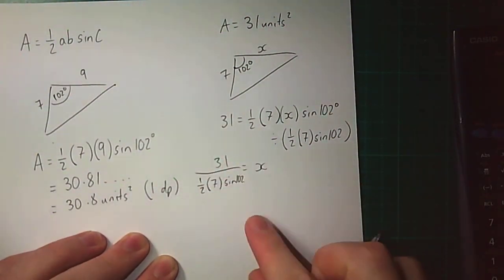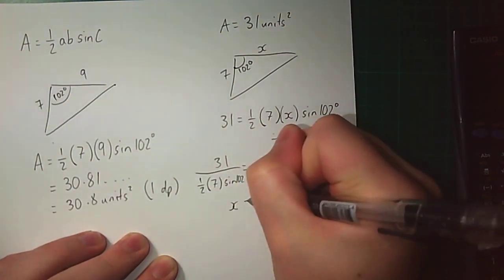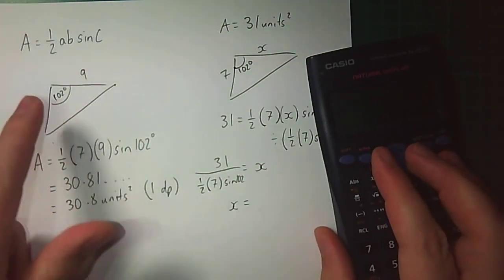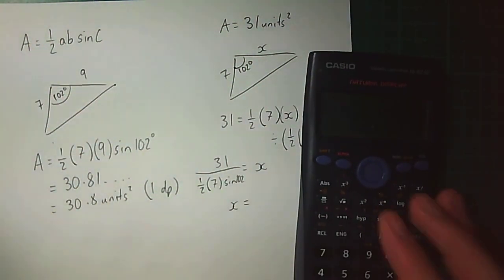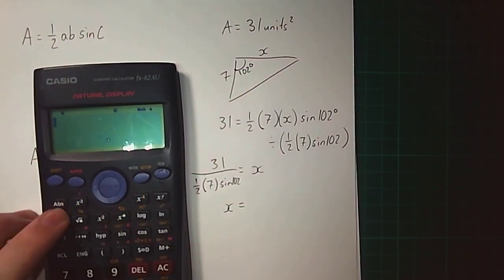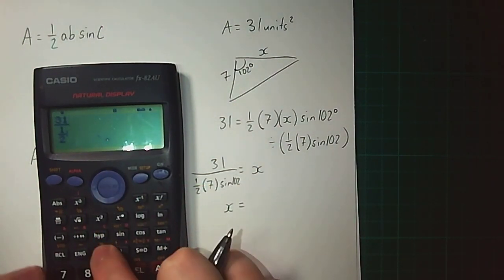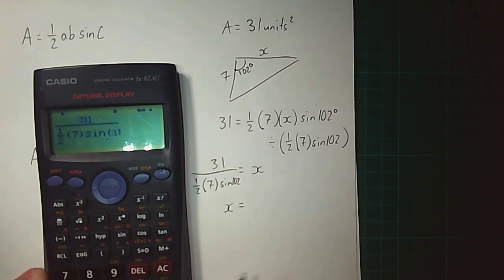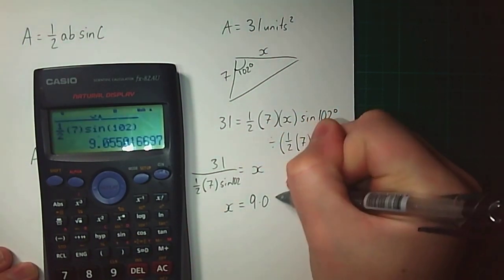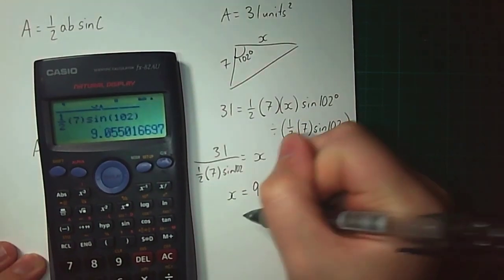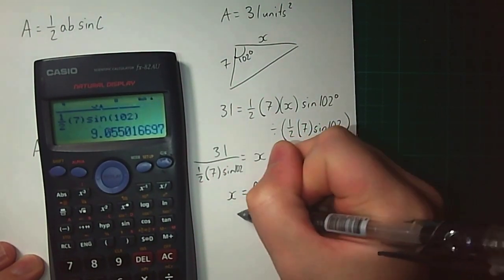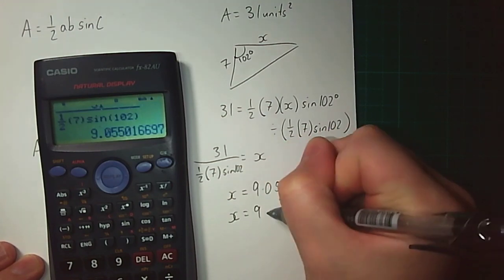And if we type that into our calculator, we'll get our x value, which, knowing from this triangle here, it'll be roughly 9 if we did it correctly. 31 over 1/2 times 7 times sine 102. There we are, it's 9.055, which, say to the nearest whole number, x is equal to 9 units.